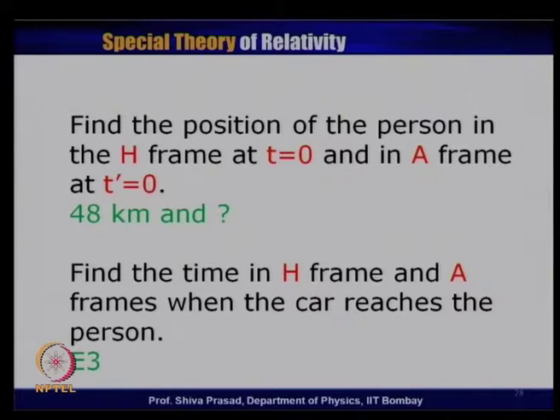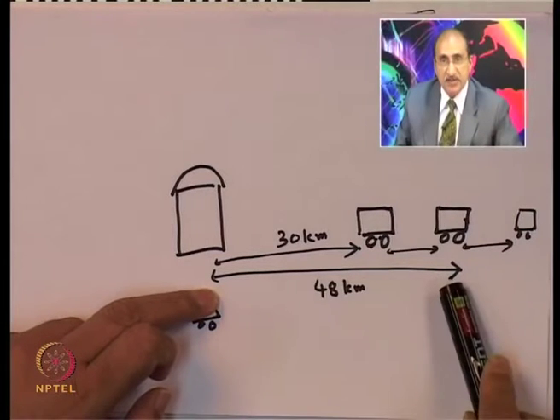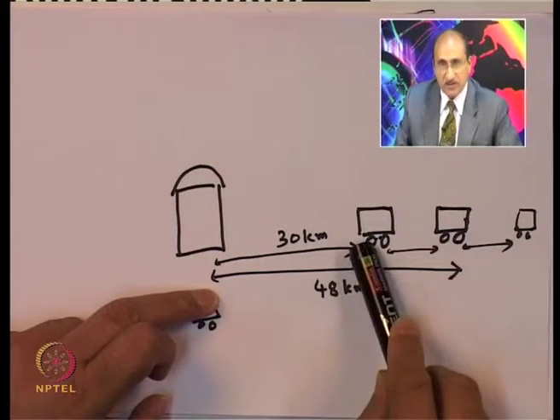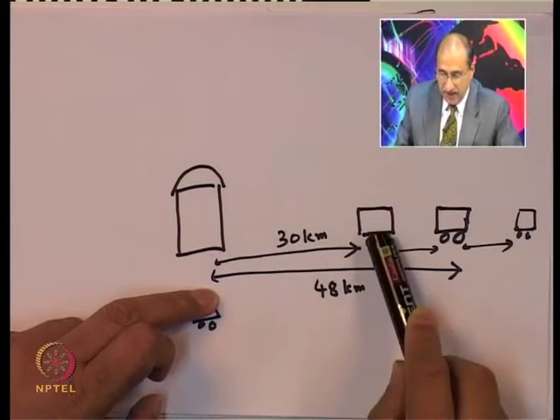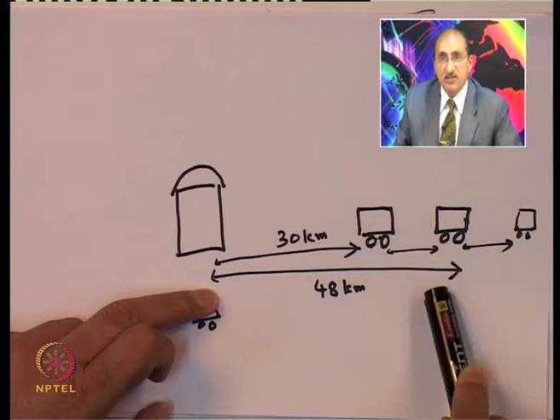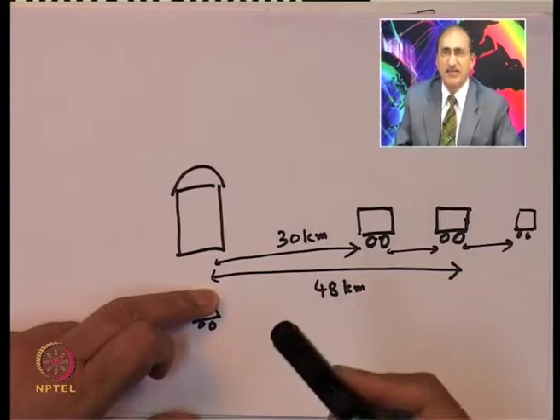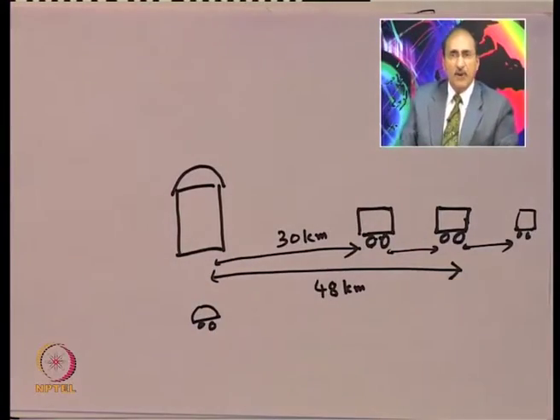Second part, find the position of the person in the H frame at t equal to 0 and in A frame at t prime equal to 0. See, at H frame at time t equal to 0, I had calculated the intermediate position. Remember, we go back to this picture here. I had already calculated at time t equal to 0, this distance is 48 kilometers. Originally it was 30 kilometers. During the time light took to come to here, this has moved further away by 18 kilometers. So, this distance is 48 kilometers. I have already calculated this as an intermediate step, though it was not really related to an event. So, this distance is 48 kilometers.